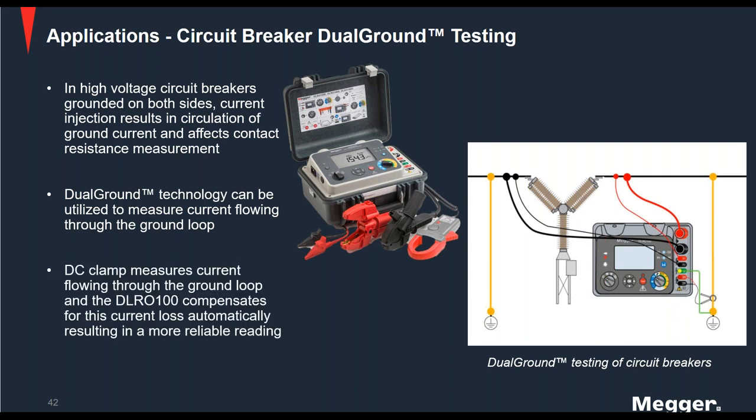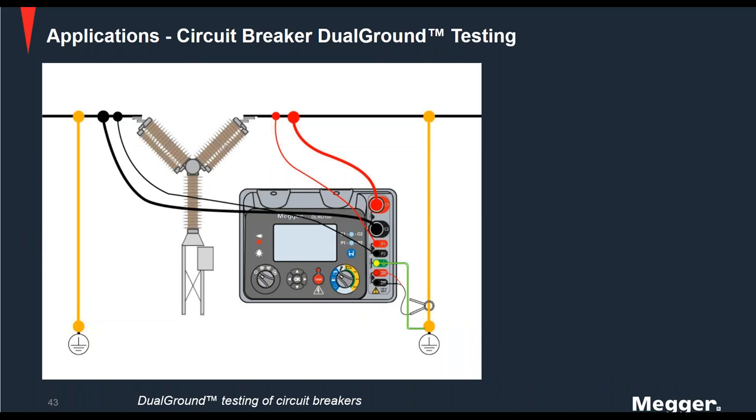Now this current is then fed back to the DLRO 100 in this case, and that will change and recalculate the amount of current that's flowing through the circuit breaker. So let's look at this quick example. You can see on the left side of your screen, you have a circuit breaker that's grounded on the line and the load sides, and you have the DLRO 100 connected to it.